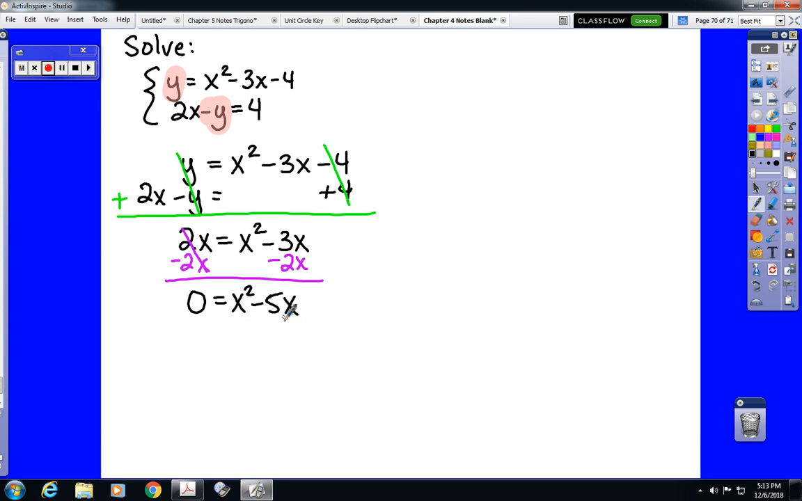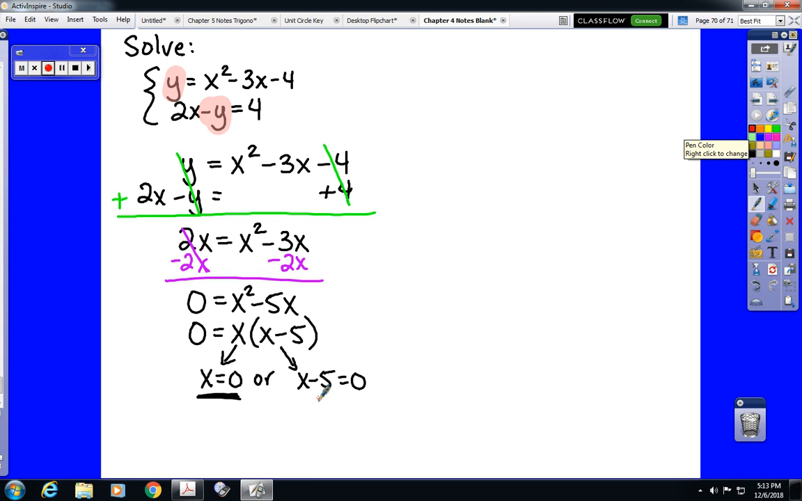Now that's not a trinomial, but that does still factor. Both terms in this binomial have at least an x. So what I do is I factor out the greatest common factor, which would be x, and would leave me with x minus 5. Then I apply the zero factor theorem, which says either x is 0 or x minus 5 is 0. This one is already solved. I don't have to do anything else with that one. But x minus 5, I just need to add 5 to each side like I've done before. And I'm left with the second x value of x equals 5.